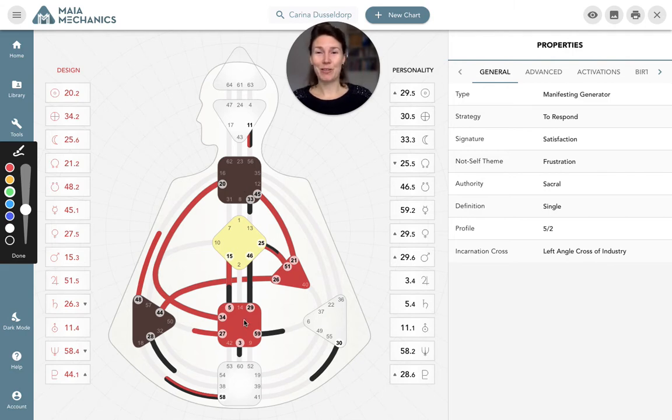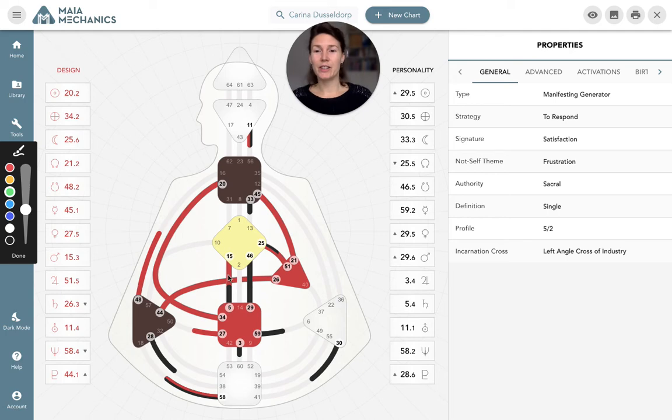So for me in this design, I have the capacity to bring things into life or into action from my sacral center, from the response that my sacral center has, immediately, instantly. That is basically what this channel is communicating. It's about bringing the energy from this center into manifestation, like immediately.